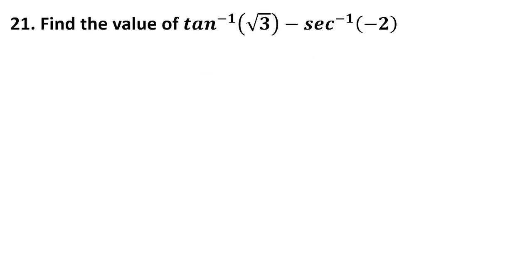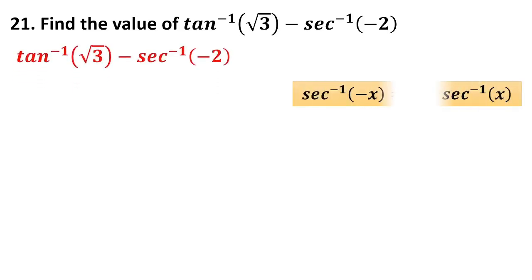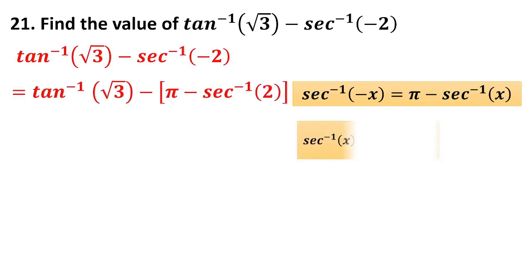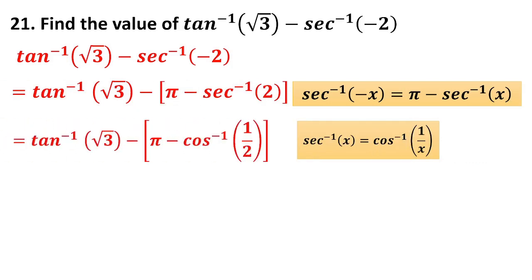The OR part of the question, find the value of tan inverse root 3 minus secant inverse of minus 2. But we know that secant inverse of minus x is pi minus secant inverse x. I am applying it. Secant inverse of x is cos inverse 1 by x, that also I am applying. Now it is ready to get the answer directly. Tan inverse root 3 is pi by 3. Cos inverse 1 by 2 is pi by 3. And the final answer is minus pi by 3.